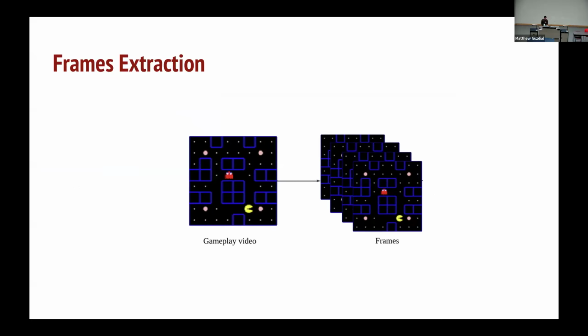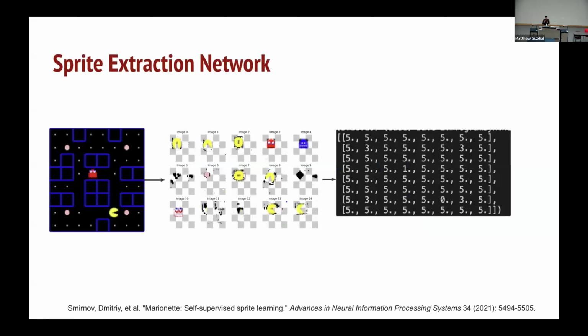Alrighty. So from the gameplay video, we extract the frames. And once we've extracted all the frames, our first step is to recognize all the sprites that are available in this video. The way we do this is through a sprite extraction network. In our case, we use Marionette, which is a self-supervised sprite learning architecture.